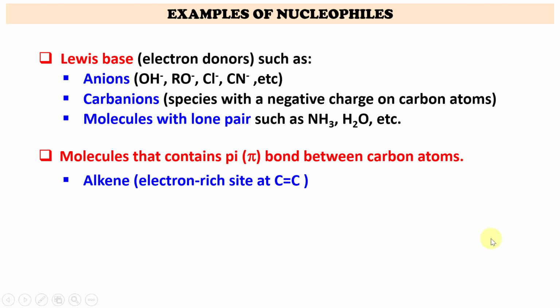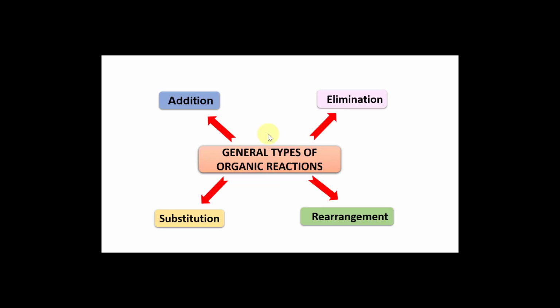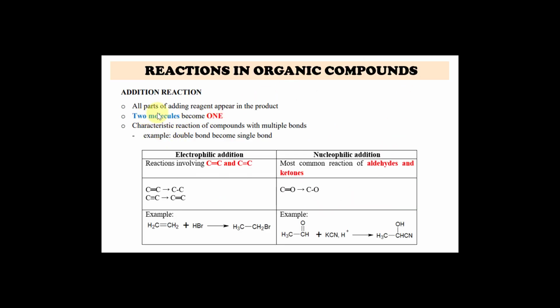as an alkene. The reactions of organic compounds can be classified into four main types. We have addition, elimination, substitution, and rearrangement. In an addition reaction, all parts of the adding reagent will appear in the product.